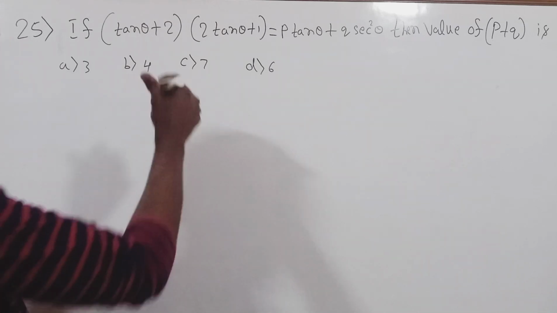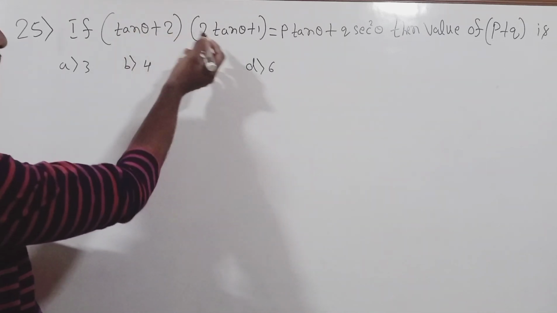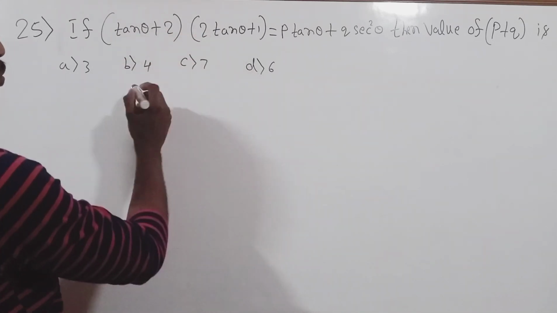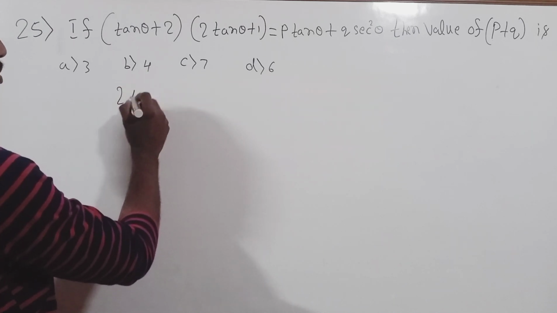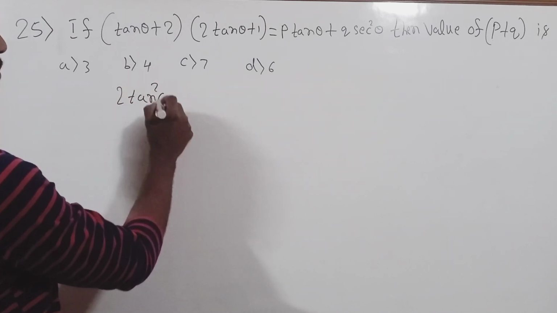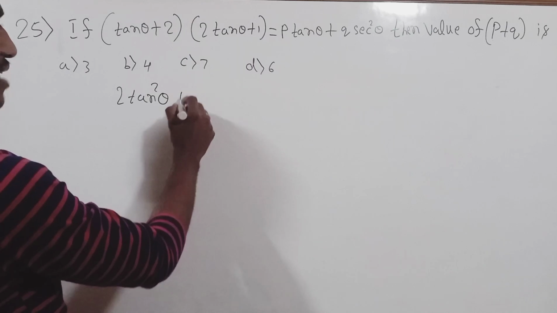Let's see how. We'll do the binomial multiplication here. Tan theta into 2 tan theta will be 2 tan square theta. Tan theta into 1 is tan theta.